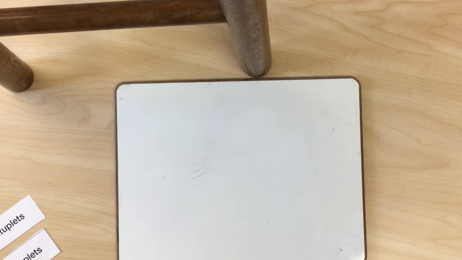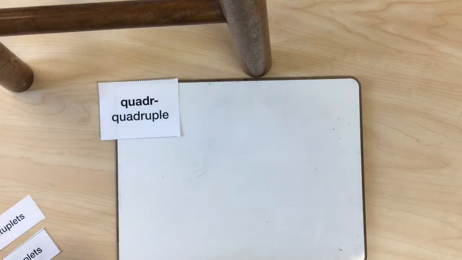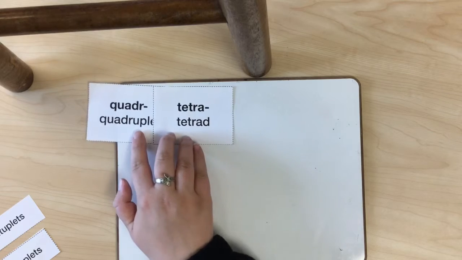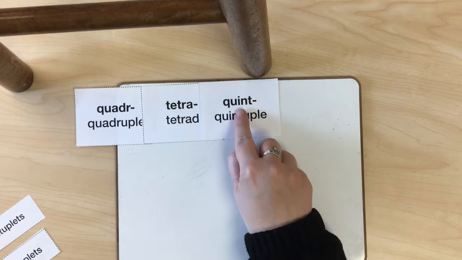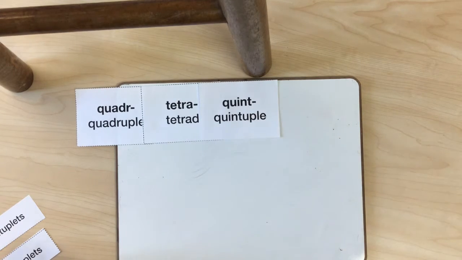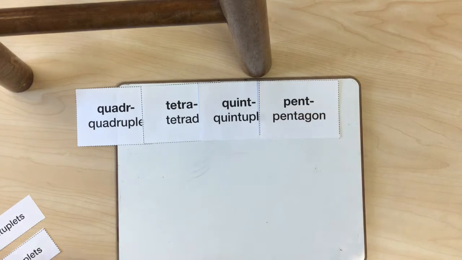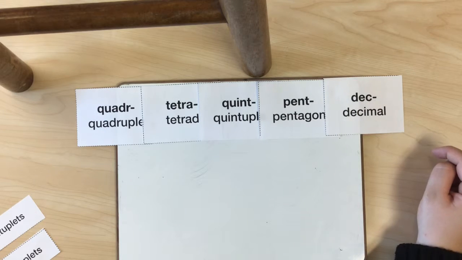Okay, so this week we are going to move into the number prefixes in words. So our first prefix is quadra, which is 4. We also have tetra, which also means 4. Then we have the prefix quint, which means 5. Pent also means 5. And then finally we have des for 10.